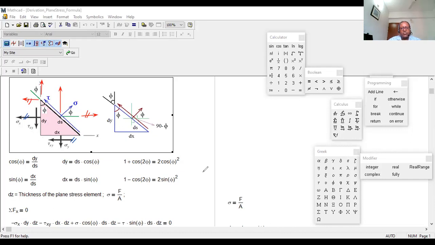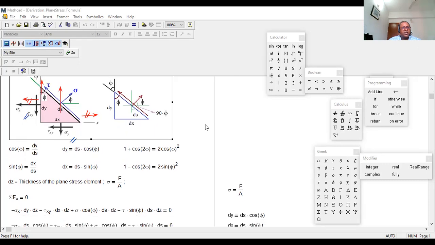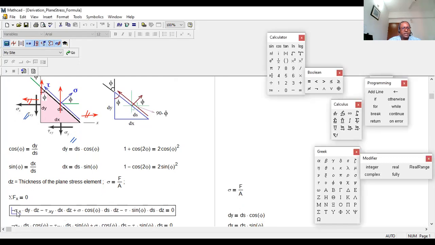So let's take right over here, in the bottom, summation of force. So minus, first take this one, minus sigma x, because it is the negative x-axis. This is sigma x. What will be the area? This length is dy, thickness dz.